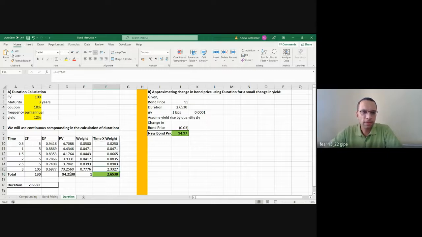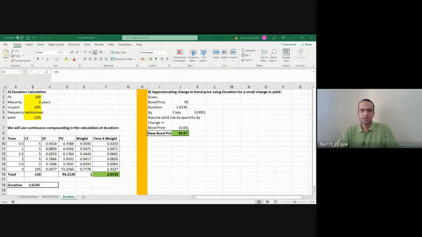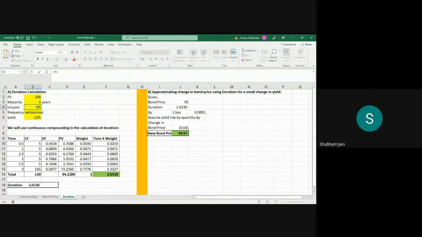So now my question will be, if my coupon is 0%, how much should be my duration? So it will be infinity basically. Okay. Anyone else? If I make this 0, what would happen? So how much should be my duration? So it will be equal to the maturity of the bond.